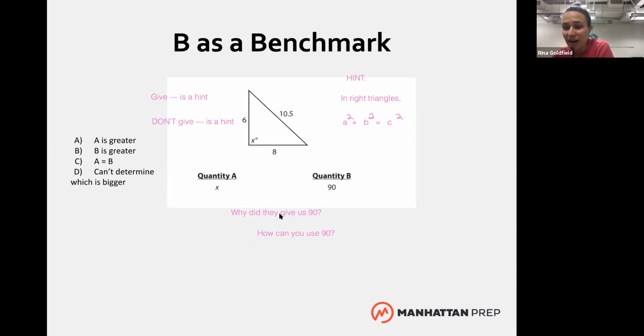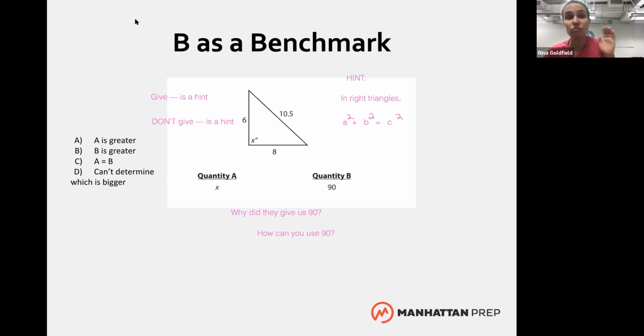Okay, love it. So part of it is tricky: X looks like it's 90. We might think it must be C. X looks like 90 degrees. And they're giving it to us so that we can use it. So Dhruvi says you can prove it with the Pythagorean theorem. So we can use that 90.